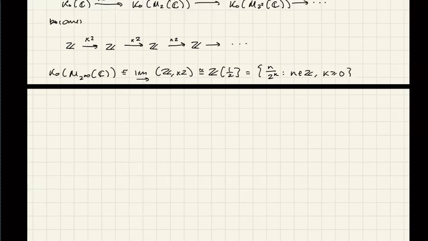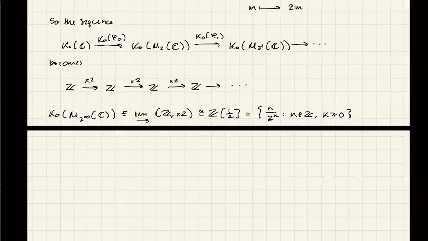So I'll leave this up to you to justify. It takes some getting used to with inductive limits and sequences like this, but for now, let's just believe it. And we now know the K0 group of the CAR algebra. Okay.